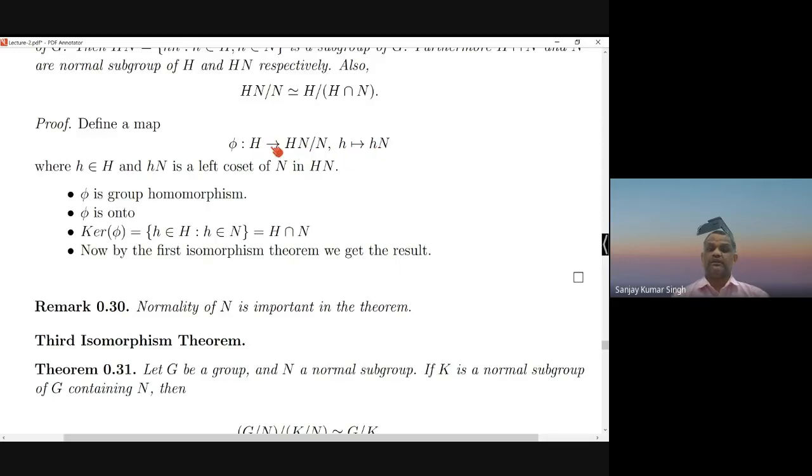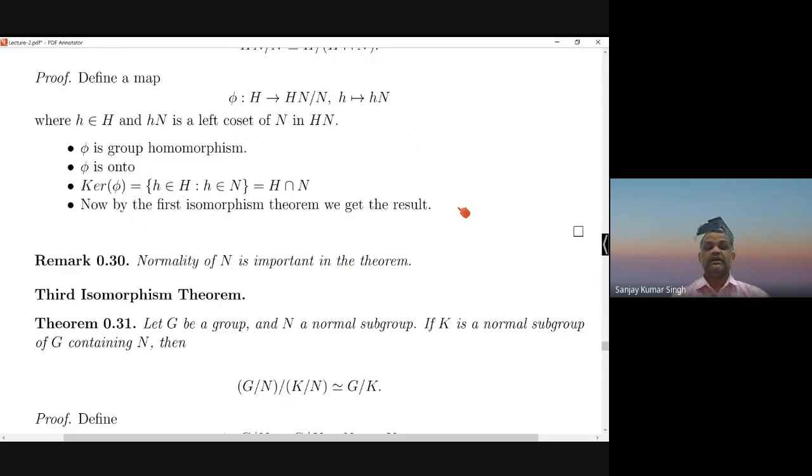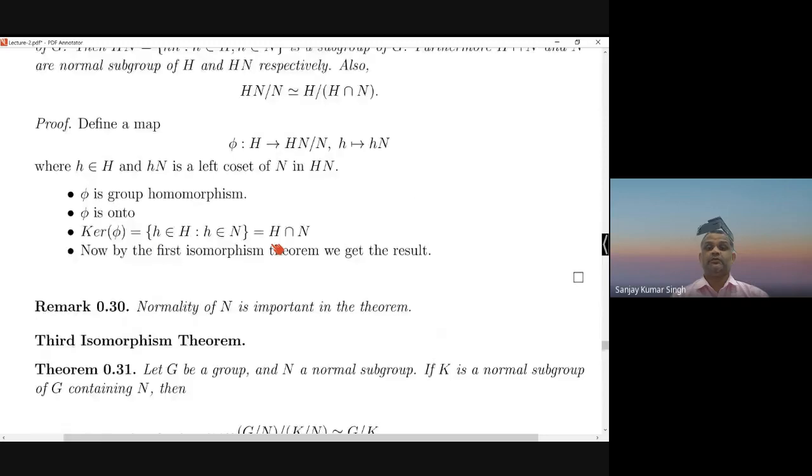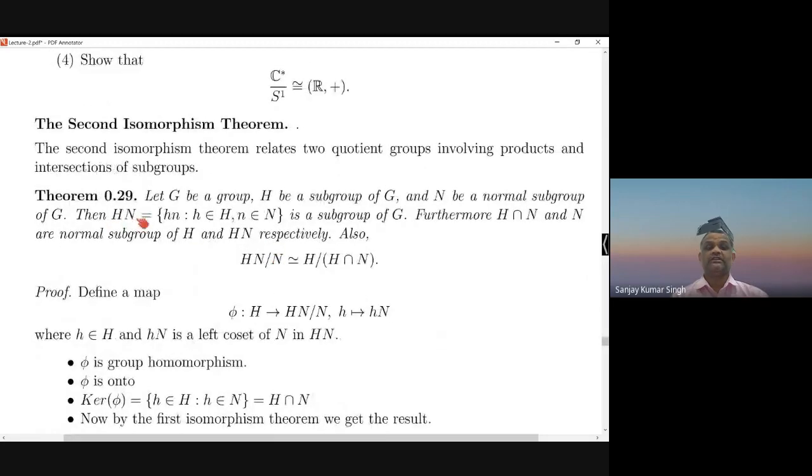And now we can actually verify that this is a group homomorphism. This is onto, and the kernel is nothing but H intersection N. Then again, applying the first isomorphism theorem, we can easily deduce this. And note that the normality of N is very important. Why? Because first we need to show that this is a subgroup. So normality ensures that it is always a subgroup, and it also tells you that you can define these things.